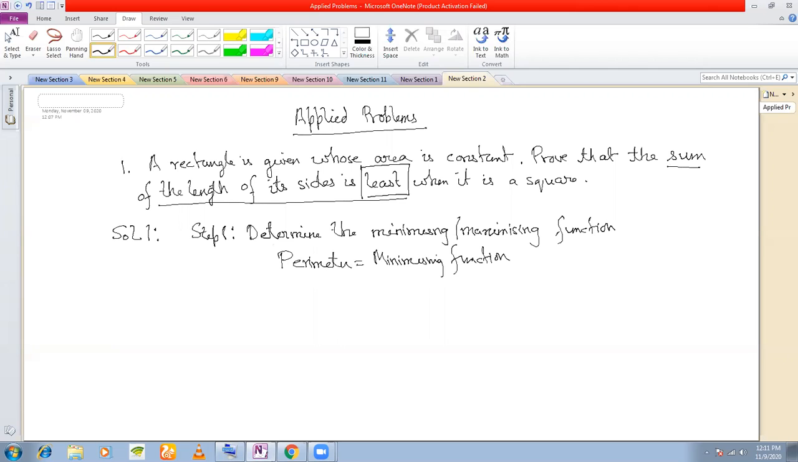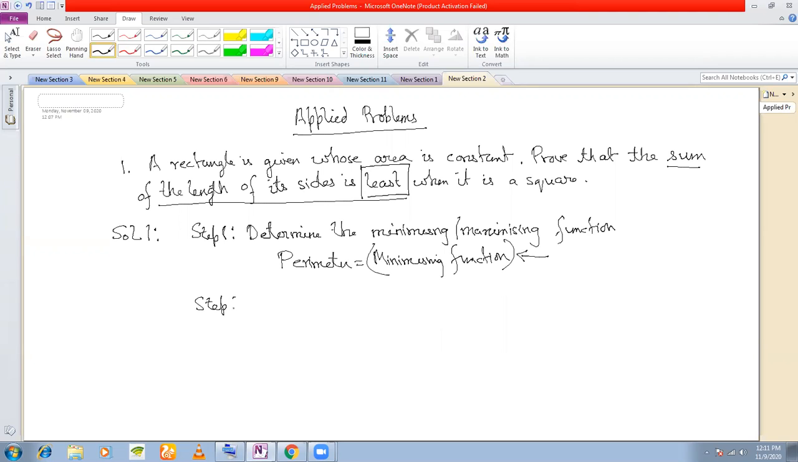Okay, so perimeter is your minimizing function. You have to minimize the perimeter. Sum of the length of the sides means perimeter. So perimeter is the minimizing function. Now you will have to minimize this function with the help of what?